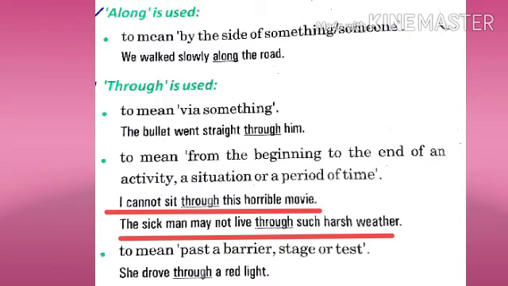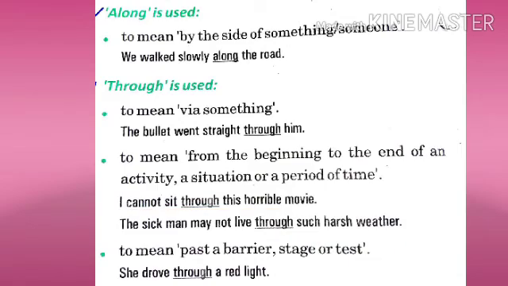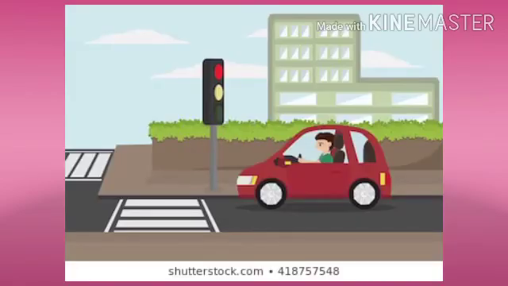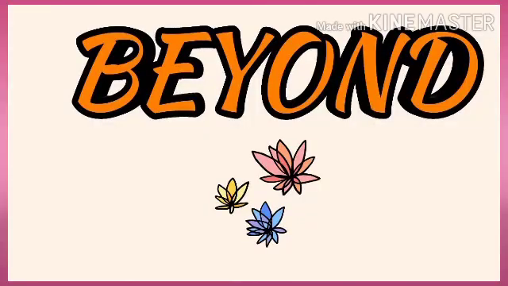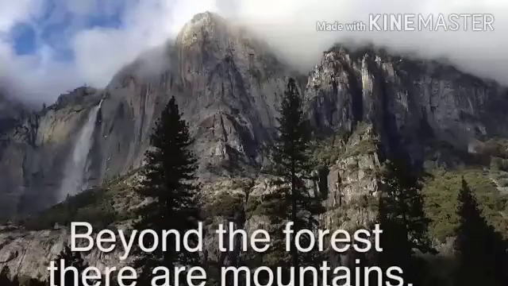Then it also is used to mean the past, a barrier, stage or test. She drove through a red light. He's confident about getting through the examination. Okay. Now beyond. Beyond is used to indicate outside the area of influence. जैसे हम कहते हैं लॉ से ऊपर कुछ भी नहीं है. Nobody is beyond law. ठीक है.